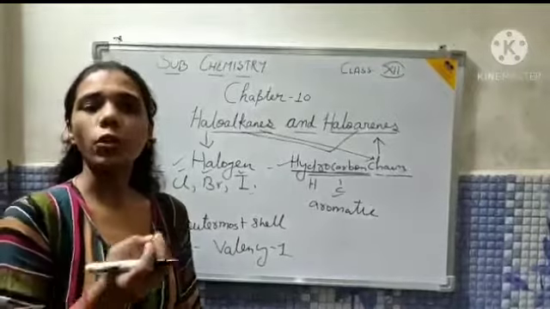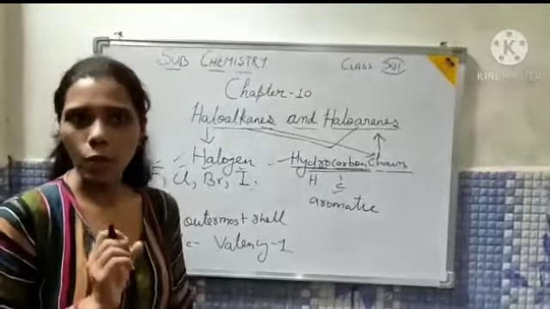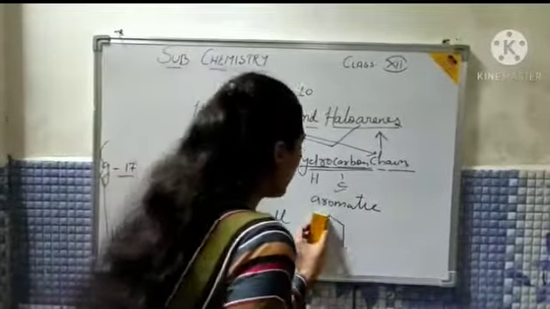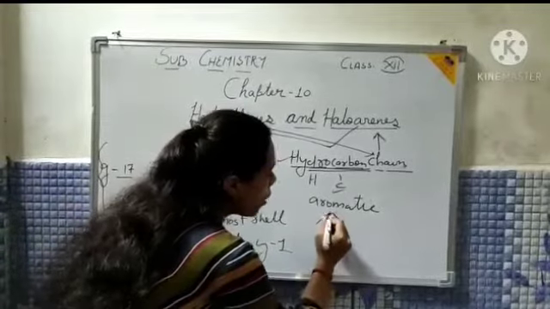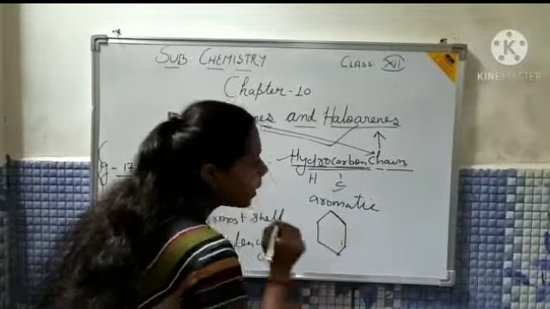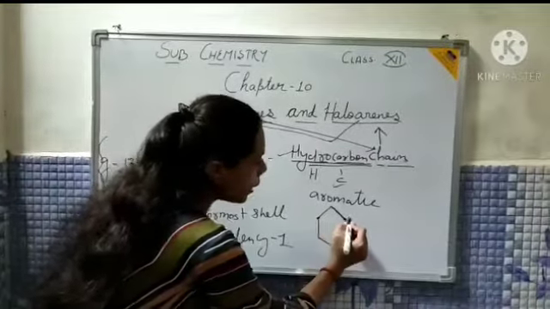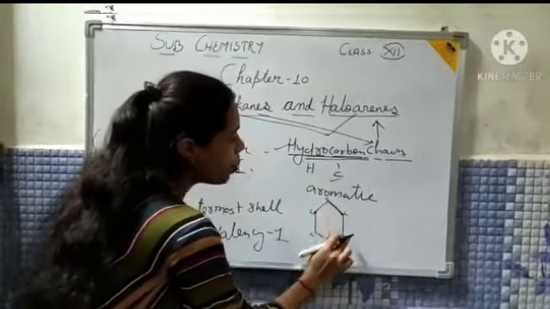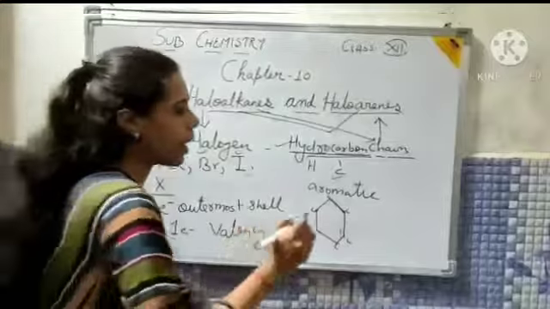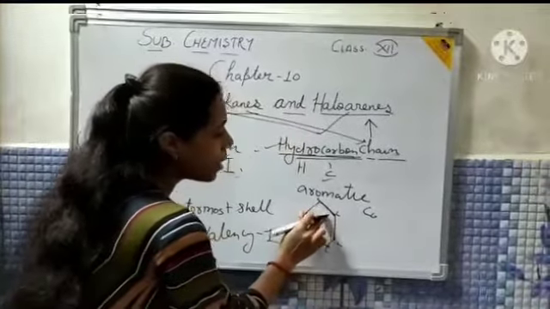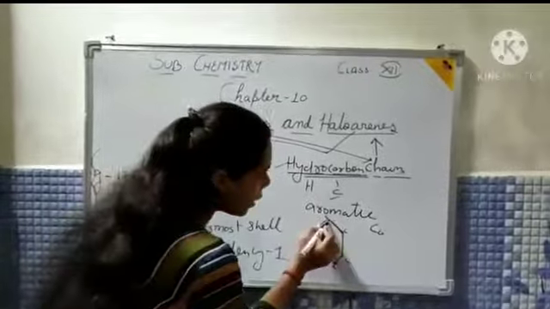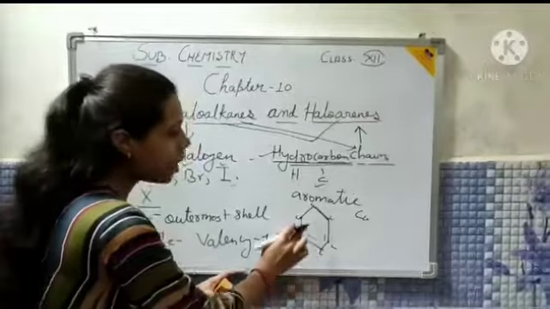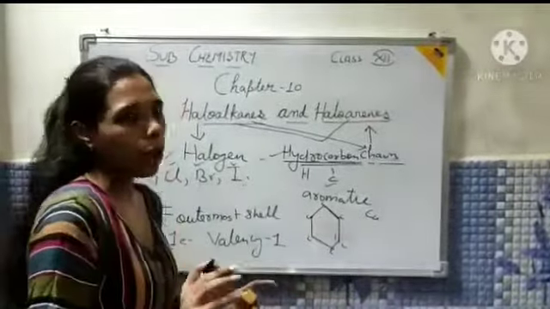A simple example is toluene, and benzene is a very simple example of an aromatic compound. In aromatic there is a cyclic ring, like cyclohexane. Here, at each point, a carbon is present. We have 1, 2, 3, 4, 5, 6, so six carbons, and the carbons are attached with alternate double bonds. Understand? In an aromatic ring there is a cyclic compound, and in the cyclic compound alternate double bonds are present.